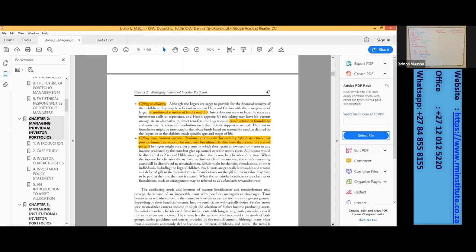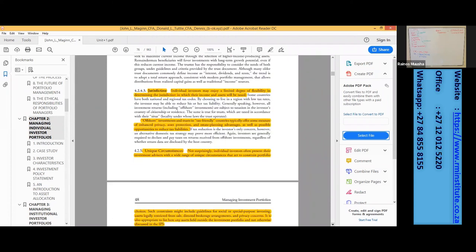And this can also be done through creation of a trust or a foundation. And then there is gifting with retained interest, where various options exist for creating hybrid structures that provide immediate support for one party, but ultimately distribute the assets to a second party. For example, with gifting with retained interest, we create a trust, but this person is able to enjoy the benefits of the trust until they die. Then upon their death, the remaining assets in the trust can be transferred to another stated person as well.